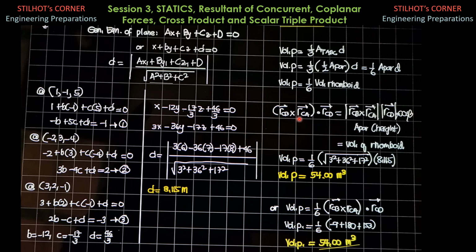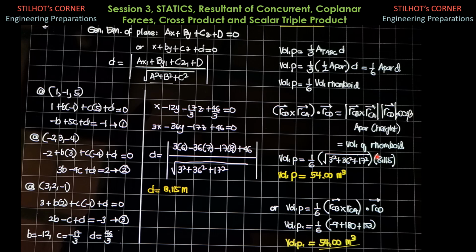So RCB cross RCA in the preceding slides is equal to RCB cross RCA, then dot RCD is equal to magnitude of RCB cross RCA times magnitude of RCD times cosine beta. And remember, this is the D. And this is absolute value of RCB cross RCA, the area of the parallelogram, and this is the height. Therefore, that's the volume of the rhomboid. So the volume of the pyramid using this formula here is 1/6.